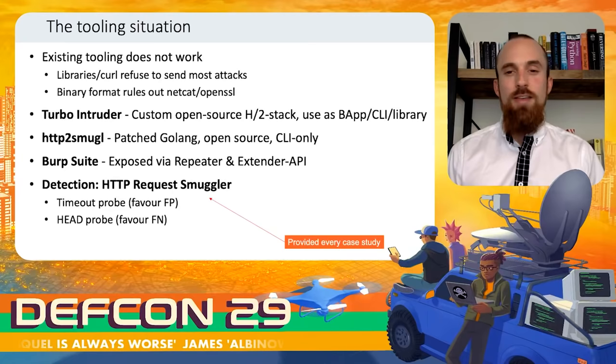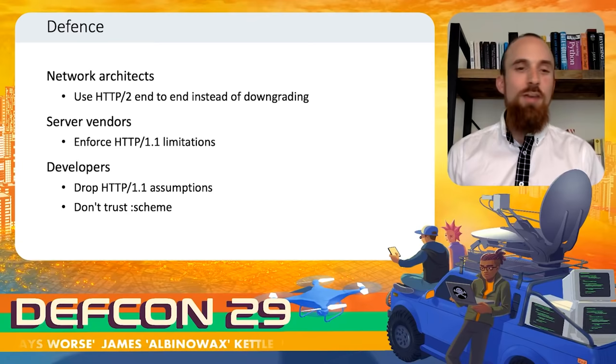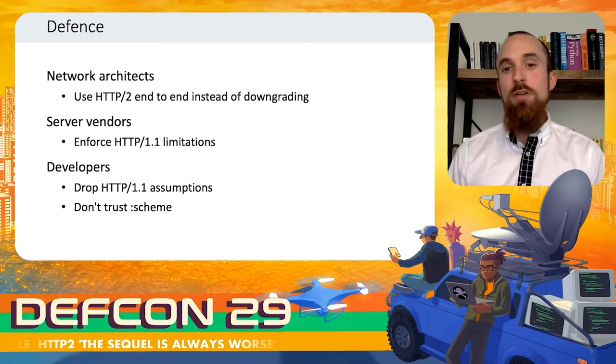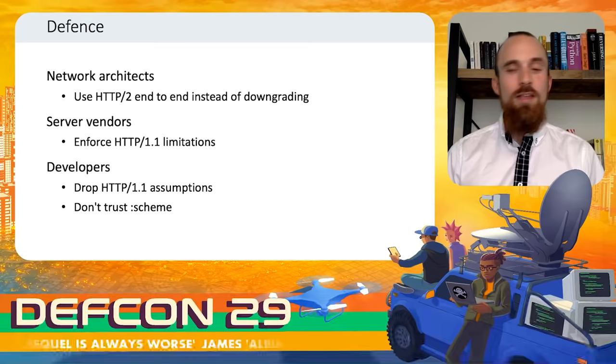Defense. Well, it's tricky. If you're a network architect, then please, if possible, just speak HTTP2 end-to-end. Don't do HTTP downgrading. Rewriting something from one protocol to another protocol is not a good idea, and I'm sure plenty of other things go wrong that I didn't spot and put in this presentation. So don't think just because you've defended it against this stuff means you're safe.